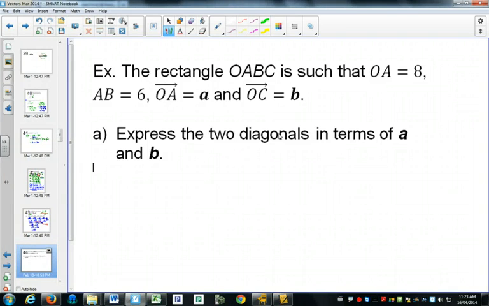All right, so we have a rectangle, OABC. You can draw that length, draw a little picture of it. Perfect. OABC. I put the O in the bottom left corner because imagine it like an origin. We know that OA is 8 and that my diagram is drawn perfectly to scale because AB is 6.